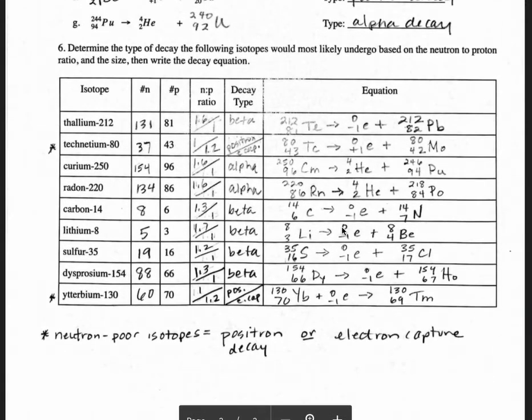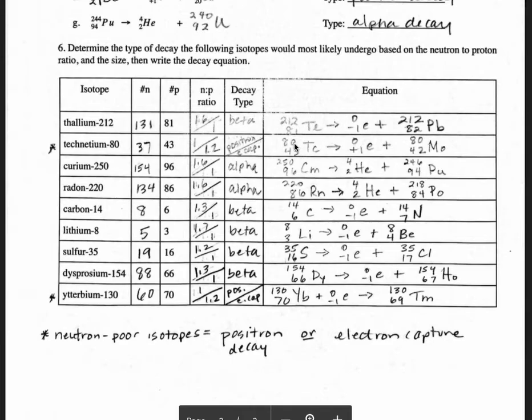In this last part of the worksheet, you are analyzing the isotope and determining what type of decay it might undergo. So we're starting out with thallium-212, which has 81 protons and 131 neutrons. So 131 divided by 81 gives you about 1.6 neutrons for every 1 proton. So this is an isotope that has too many neutrons. The atomic number is less than 83, so it's not necessarily going to undergo alpha decay, although it could. But because it has too many neutrons and it wants to reduce the number of neutrons for every proton, it's most likely going to undergo beta decay.